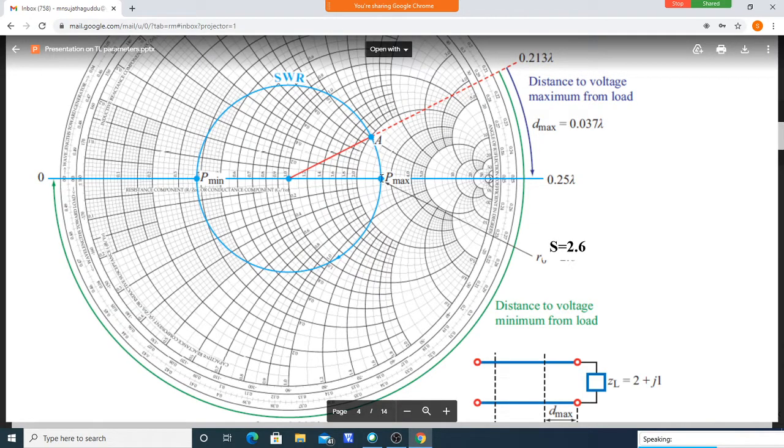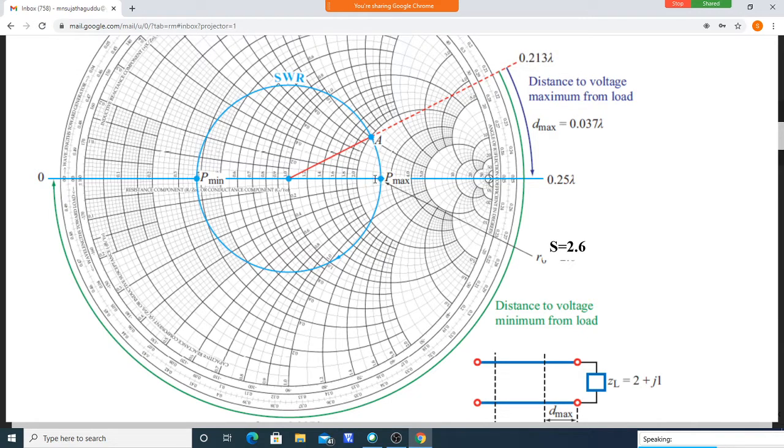And what is the z maximum value? You read whatever the impedance is here. It is around 2.6. This is 2, this is 4, here it is 3, okay. This is around 2.6, behind the r equal to 3 circle. So z maximum is 2.6, and that itself is the VSWR. See here, s is equal to 2.6, and this itself is the z maximum, 2.6, okay.